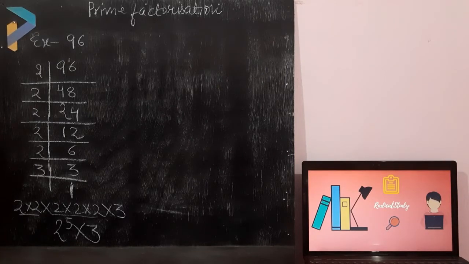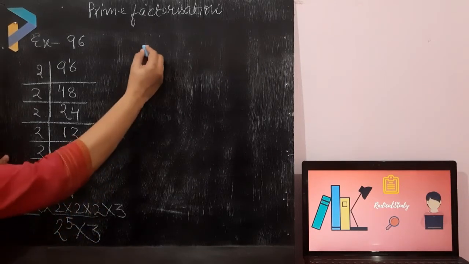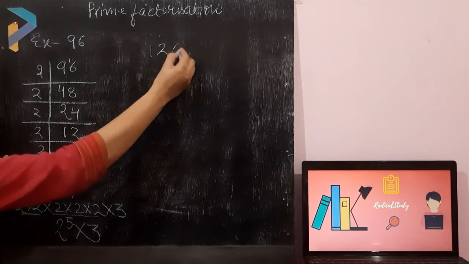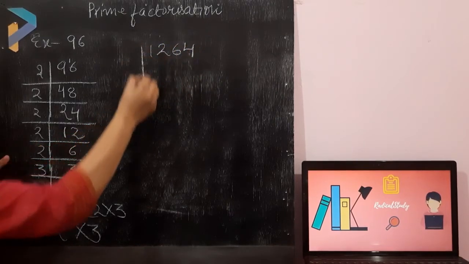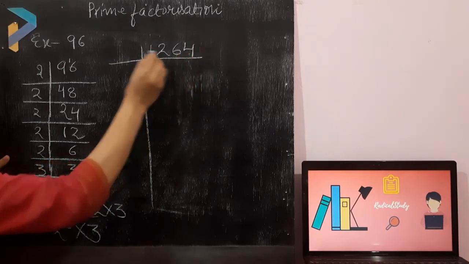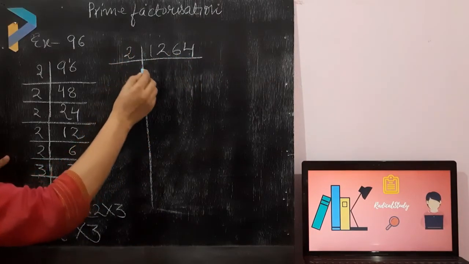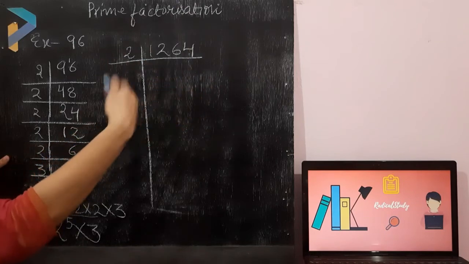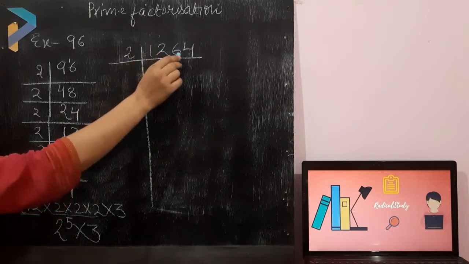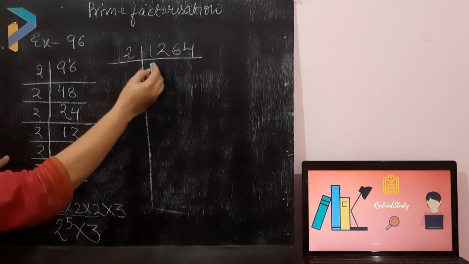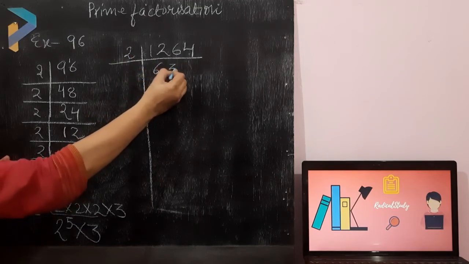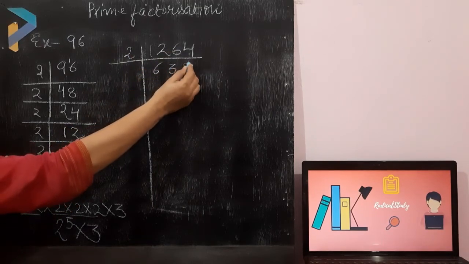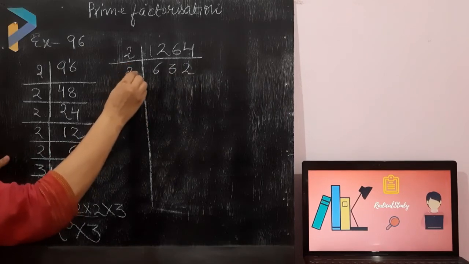Now I am going to explain further. I am going to take one more example for you, which is 1264. Every time we will start with the smallest number. If it is not divisible by 2, then only we will start with 3, 4, etc. This is divisible by 2, so I am going to start with 2 only. 2 sixes are 12, 2 threes are 6, and then 2 twos are 4.